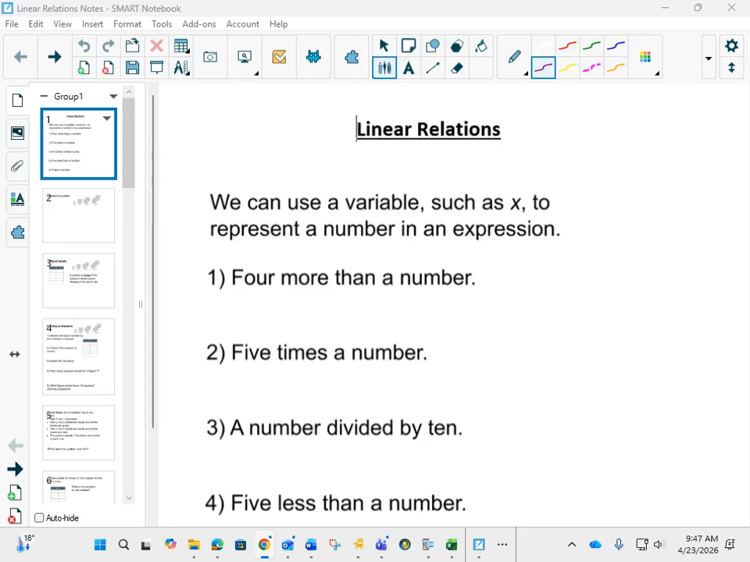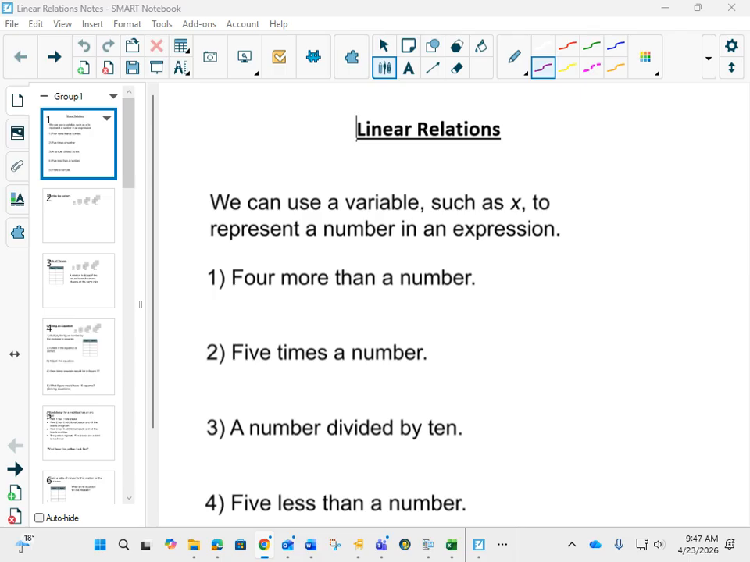The title of this unit is Linear Relations. We are going to learn about things that have relationships that, when you draw their graphs, end up being straight lines. This forms a lot of math for this year. A lot of math in grade 10 involves lines. So, a little bit of review.